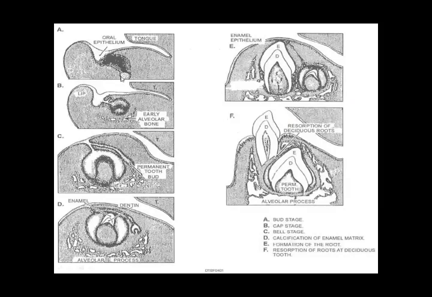Bud stage, cap stage, bell stage, calcification of enamel matrix, formation of the root, calcification of the root, and the resorption of roots of the deciduous tooth.